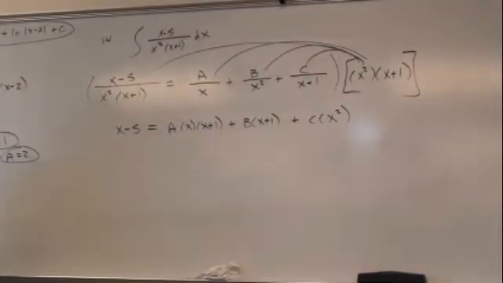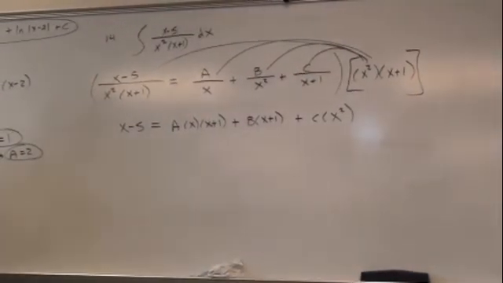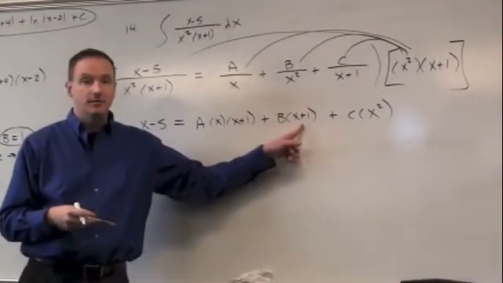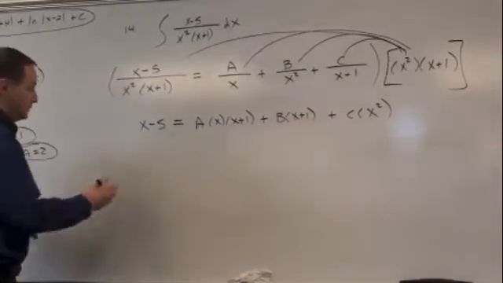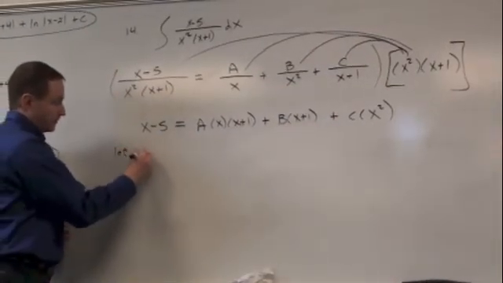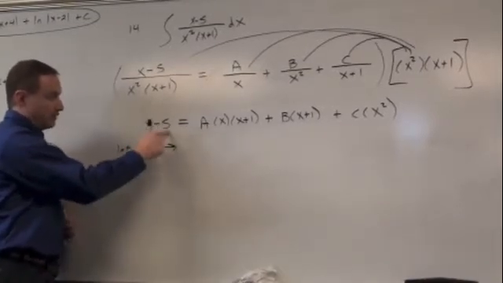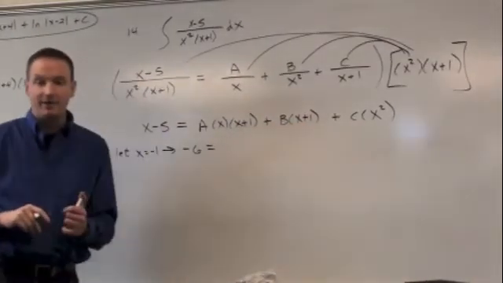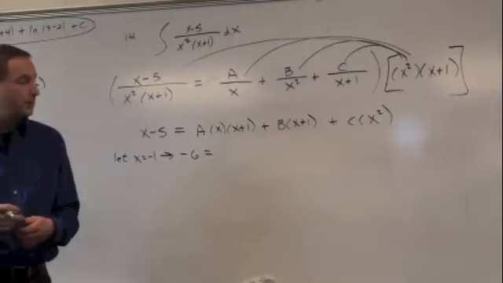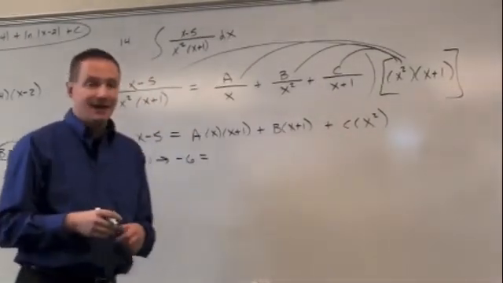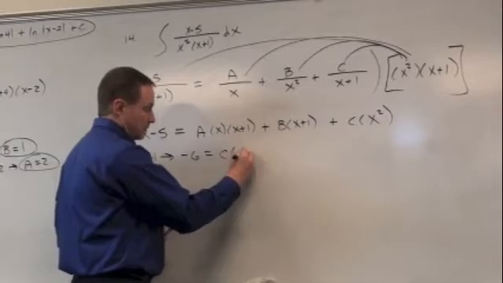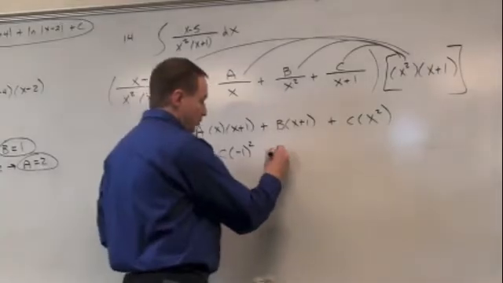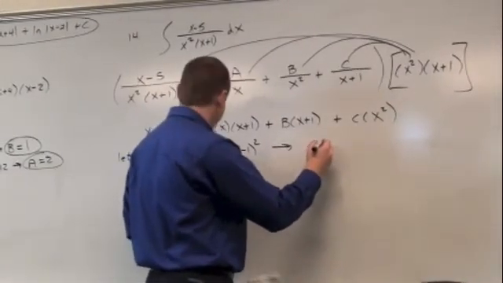Okay, now let's see what I would do with this. In order to get rid of both the a and the b term, I would let x equal negative 1. If x is negative 1, then your left-hand side is negative 6. And you'll have a factor of 0 here and a factor of 0 here, so you have no a and b in your equation. And you'll get c times negative 1 squared. Well, that's c times 1. So we can see that c is negative 6.